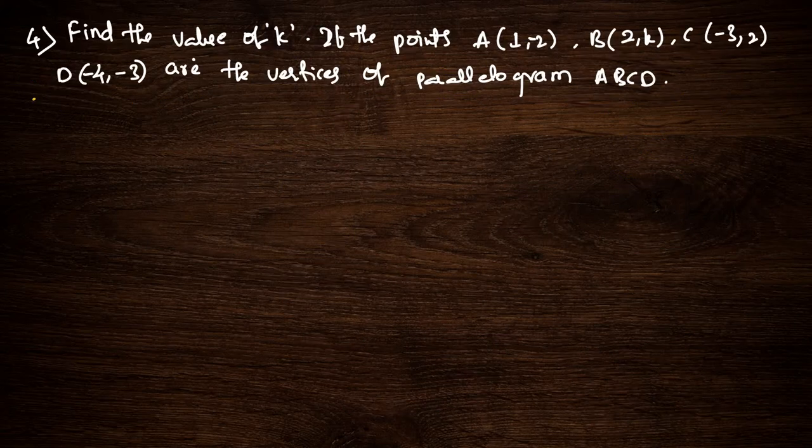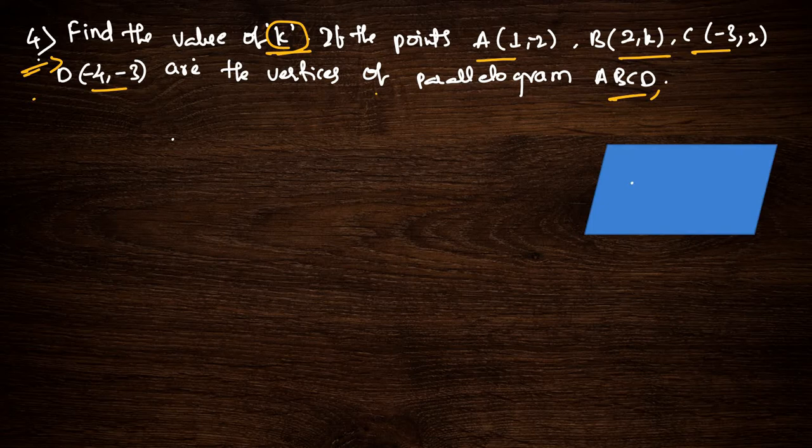So the fourth question is: find the value of k if the points A, B, C and D are the vertices of the parallelogram ABCD. So we have to do the solution to find the k value. Start with the solution. The parallelogram is given, and A, B, C and D are the points given: A (1, minus 2), B (2, k), C (minus 3, 2) and D (minus 4, minus 3).